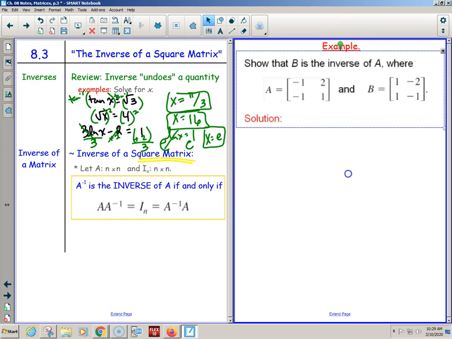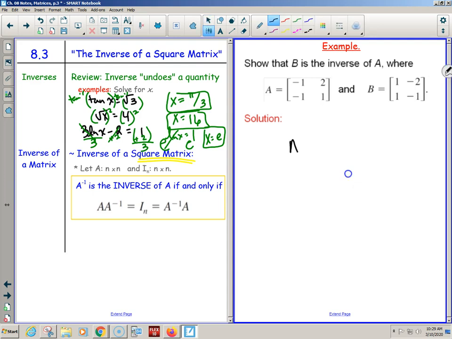Yeah, I heard it in the back and I agree. So A times B, we just need to see, does A times B equal I? If so, then B must be the inverse. So what's negative 1 plus 2? 1. What's 2 minus 2? What's negative 1 plus 1? Negative 1 plus 1. And what's 2 minus 1? Does it work? Yes.